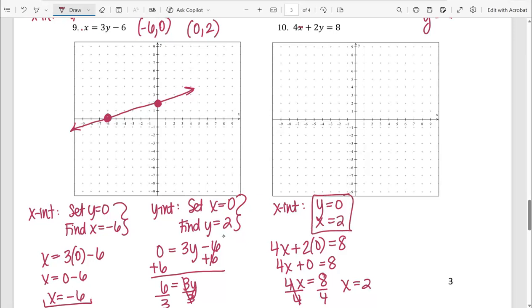Careful of your order here, because in my ordered pairs, the 2 comes first, then the 0. 2 on the x-axis, x-intercept.